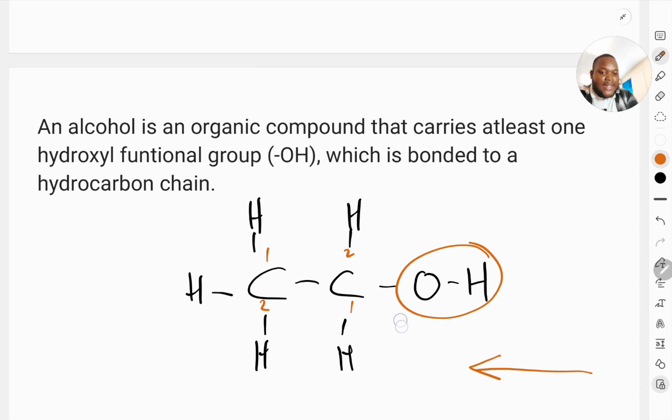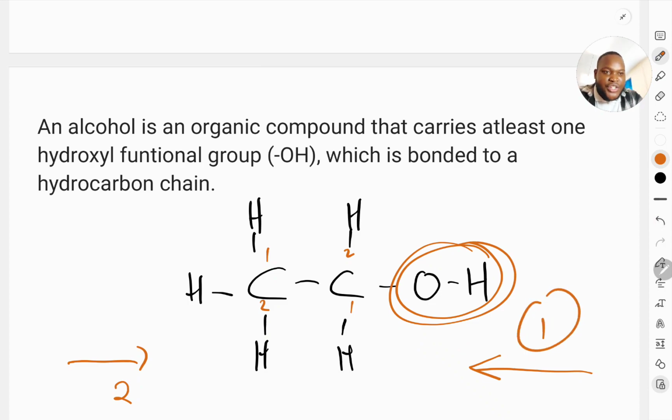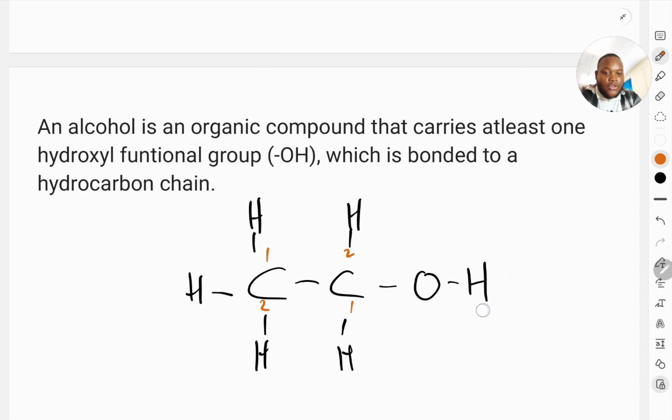So now what we do is that we prioritize the smallest number, because if we move from left to right, this OH here is on carbon number 2, but if we move from right to left, this OH becomes carbon number 1. So between 2 and 1, which one is the smallest number? Obviously it is 1. Therefore when we are naming, we are going to prioritize the smallest number, which is going to be 1. Therefore, after I've known the direction of how I am supposed to count my carbons, I am going to write it like this.